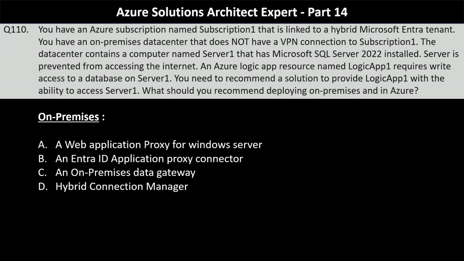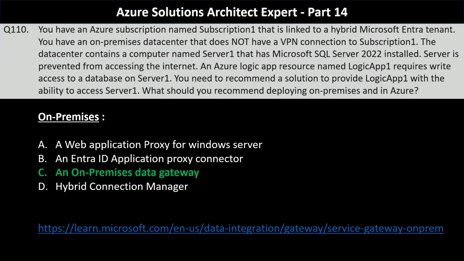And friends, you should configure the on-premise data gateway to allow Logic App 1 to access the SQL Server database on Server 1. On-premise data gateway enables secure communication between on-premise data sources such as SQL Server and Azure services like Logic Apps, and it does not require the on-premise server to have direct internet access. Instead, the gateway communicates with Azure over HTTPS outbound traffic.